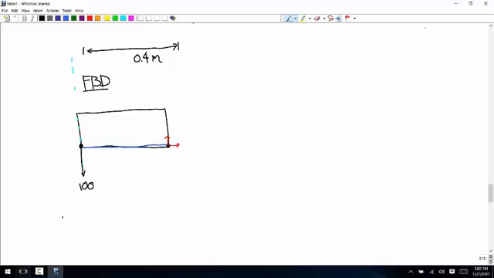The moment produced by that 100 Newton force is 100 times the length of that blue line, which is 0.4. And if this is the axis, would this force make it rotate clockwise or counterclockwise? Counter, yep. So this is equal to positive 40.